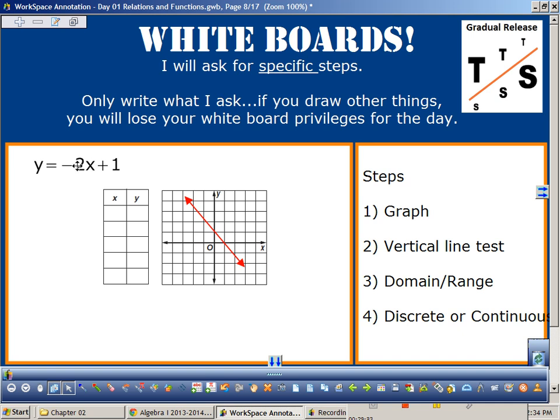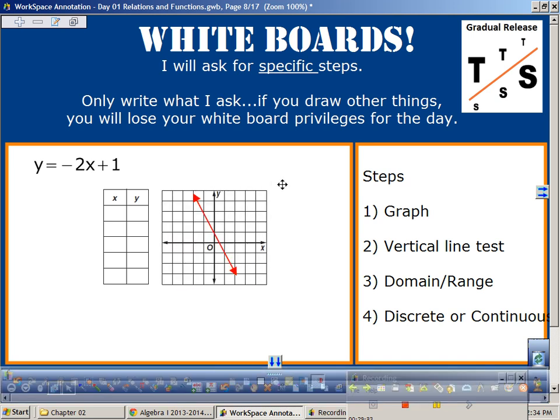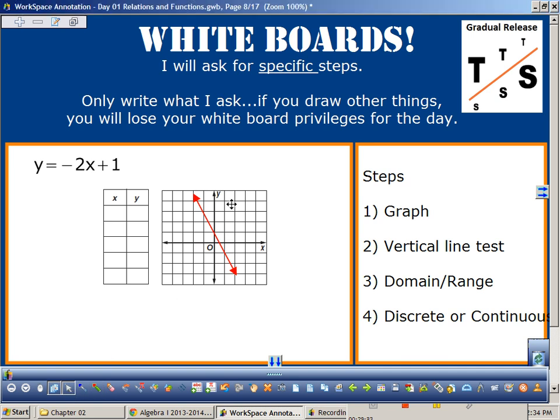And because it's 2 times x, I know... you guys, can you not put the boards away right now because it's distracting to me? Just leave them there. Okay, even though I know you're just trying to clean up.